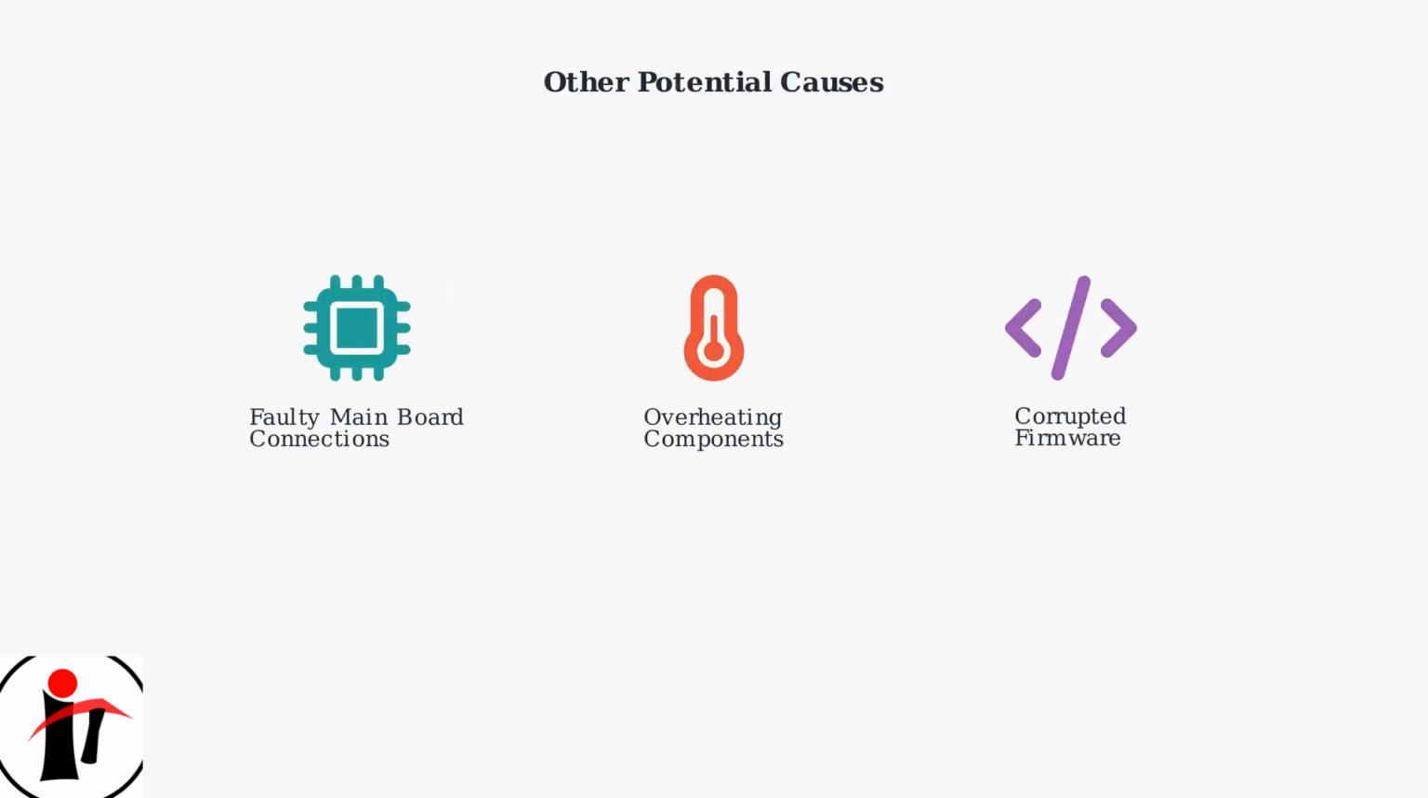Beyond power supply issues, there are several other potential causes. Faulty mainboard connections can interrupt communication between components. Overheating from dust buildup or poor ventilation can trigger protective shutdowns. Corrupted firmware can also cause restart loops, especially after power surges or interrupted updates. Understanding these root causes is the first step toward finding an effective solution.